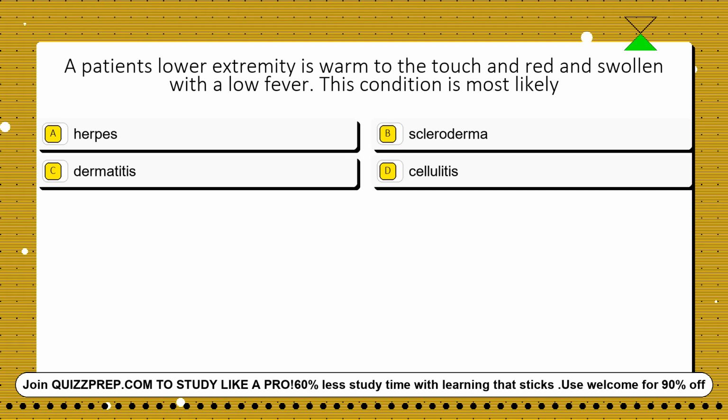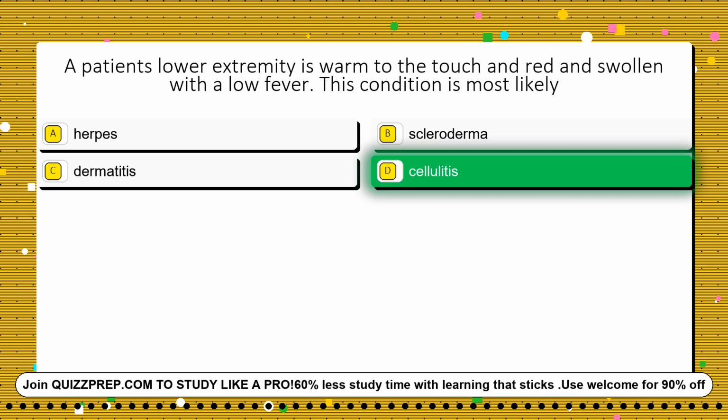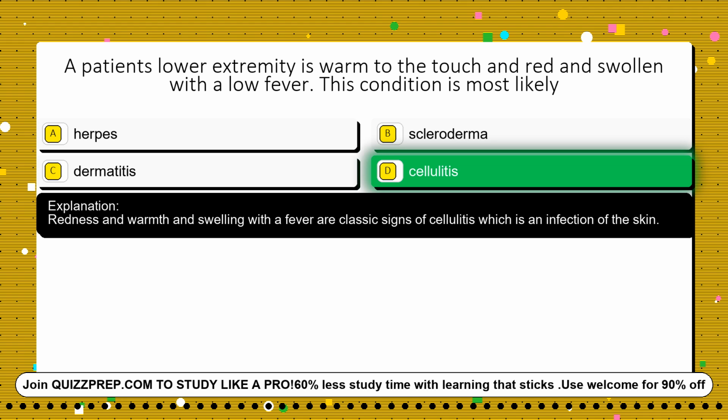Question 87. A patient's lower extremity is warm to the touch and red and swollen with a low fever. This condition is most likely: Option A, herpes. Option B, scleroderma. Option C, dermatitis. Option D, cellulitis. The correct answer is option D, cellulitis. Redness and warmth and swelling with a fever are classic signs of cellulitis, which is an infection of the skin.